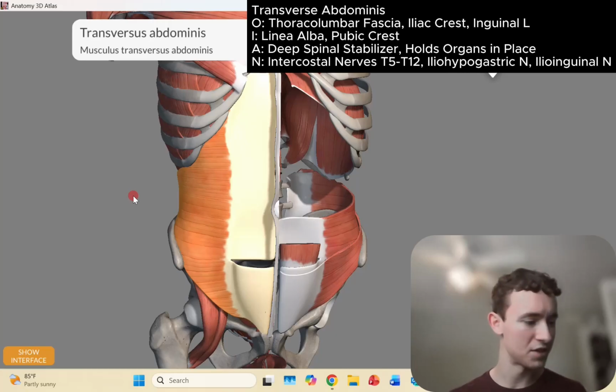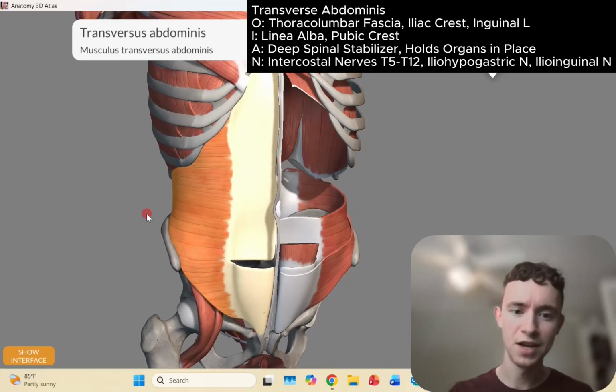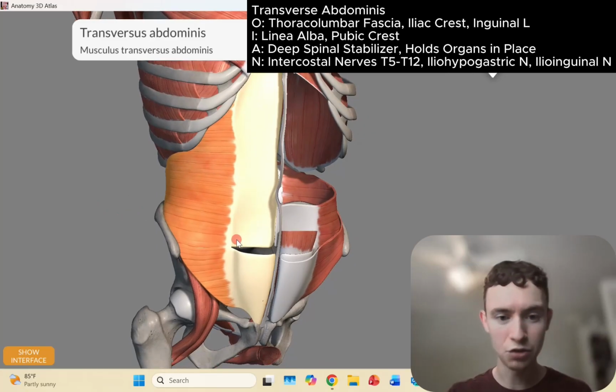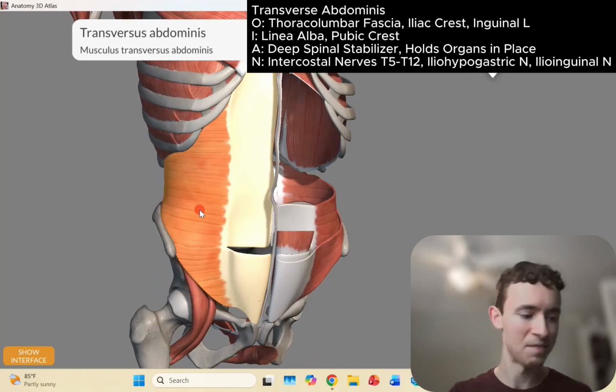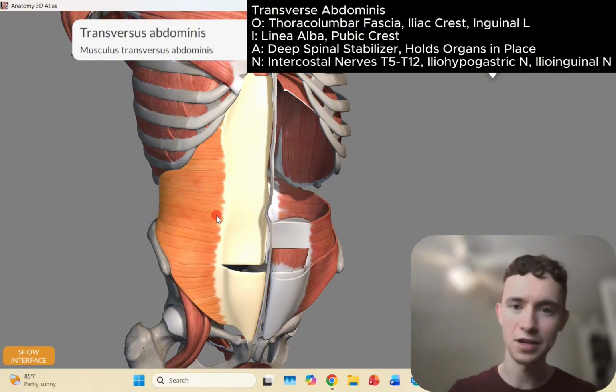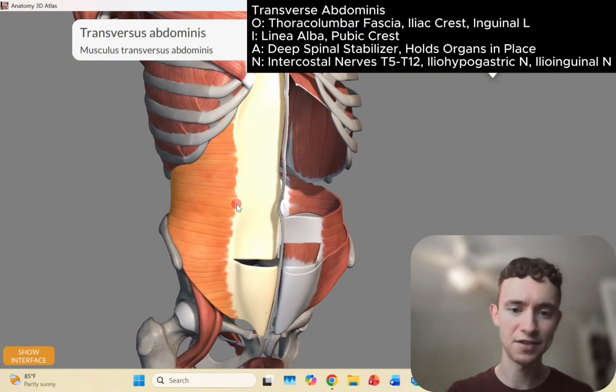Innervation: the transverse abdominis is innervated again by intercostal nerves, specifically T5 all the way down to T12, so it's a very long and large muscle here. Also innervated by the iliohypogastric and ilioinguinal nerves from our lumbar plexus as well.